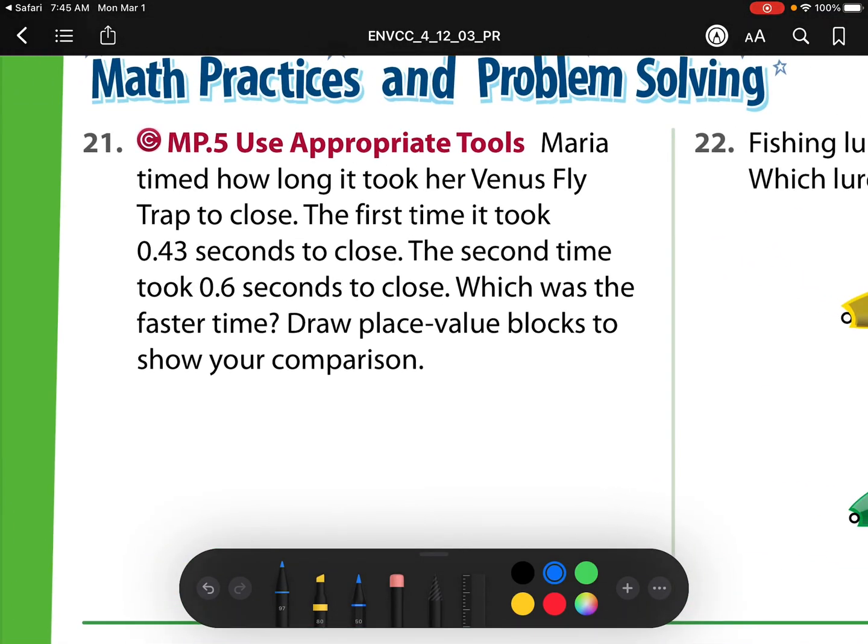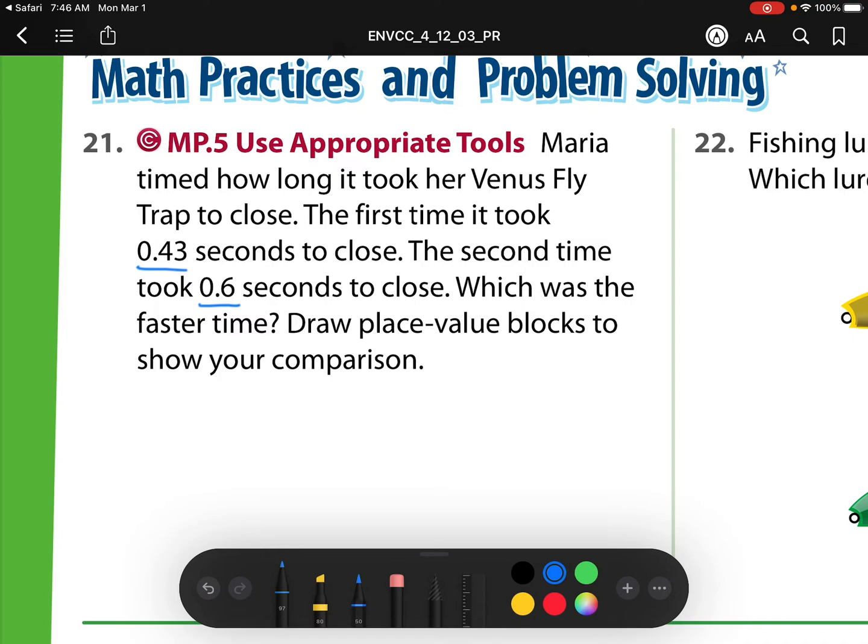Number 21. Maria timed how long it took her Venus flytrap to close. The first time it took 4,300 seconds to close. Now, if you don't know what a Venus flytrap is, it's this really cool plant that actually eats bugs. So yeah, the bugs land on its petals, it closes, and then it has, I guess the closest thing to relate it to is like stomach acid that we have that dissolves the bug, and then it gets the nutrients from it. Now, the second time it took 0.6 of a second to close, which was a faster time. Draw place value blocks to show your comparison.